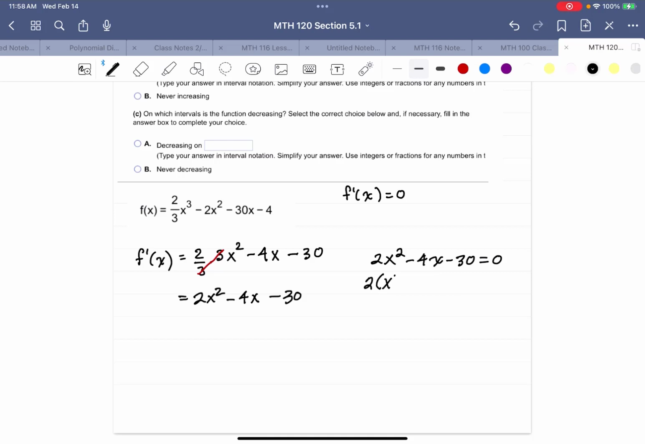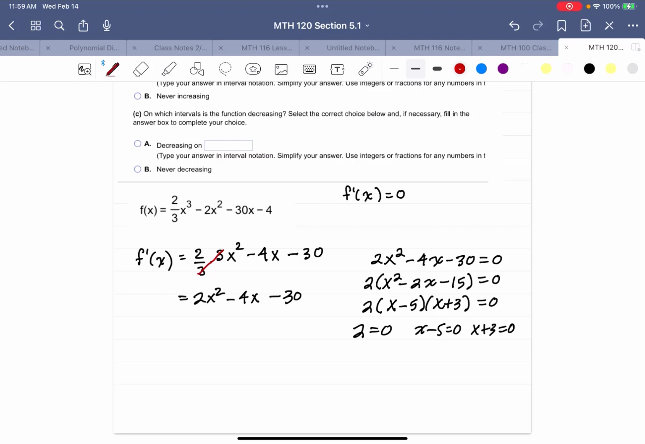I'm going to factor out a factor of 2 to make this easier. And when I do that, this factors as x minus 5 and x plus 3. And so we have 3 factors: 2 equal to 0, x minus 5 equal to 0, and x plus 3 equal to 0. Well, the first one, 2 equal to 0, is never possible. 2 is never equal to 0. But the second one is possible if x is 5, and the third one if x is negative 3.